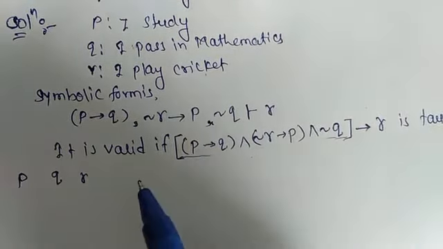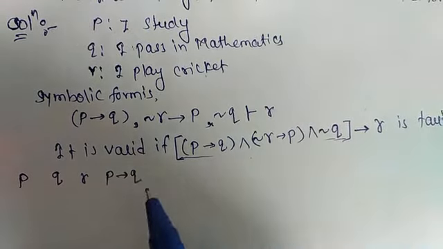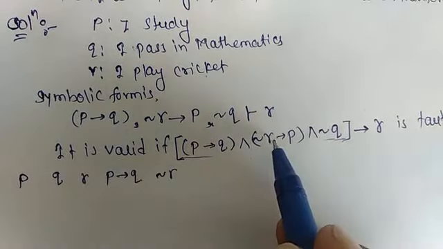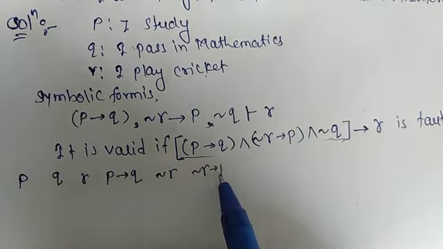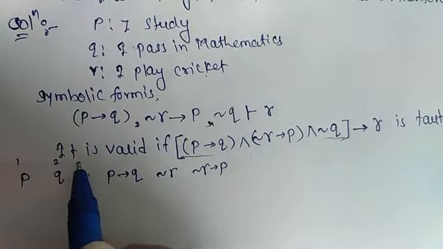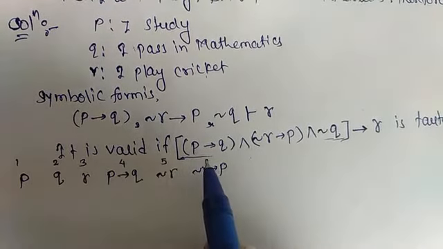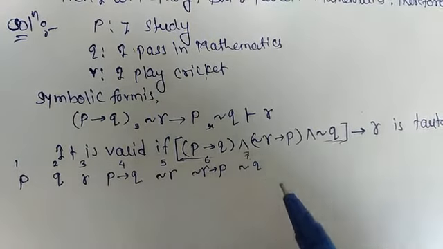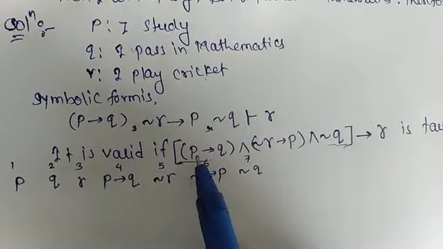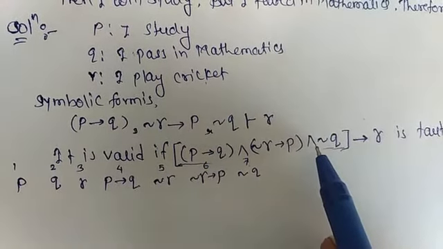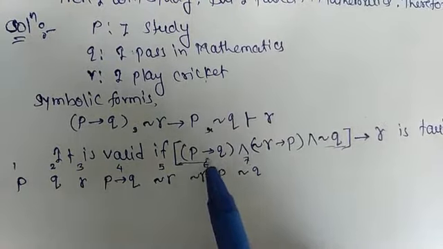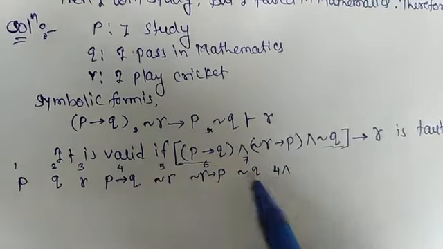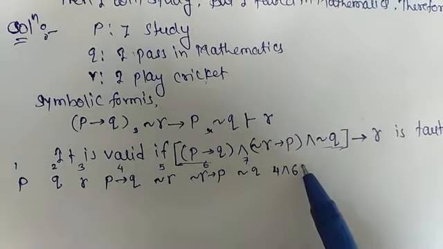So it is P implies Q. After that it is negation R. First we find negation R, and after that negation R implies P. We write the column numbers here, 1, 2, 3, 4, 5, 6. After that it is negation Q, column number 7. After that you may take the AND of three at a time. So P implies Q is column number 4, and negation R implies P is column number 6, and 7.